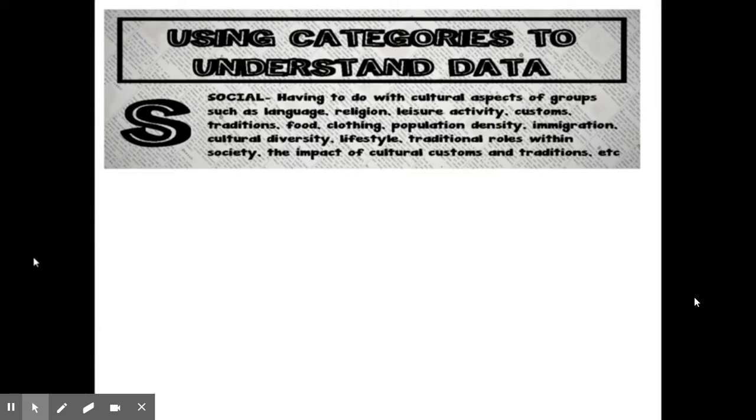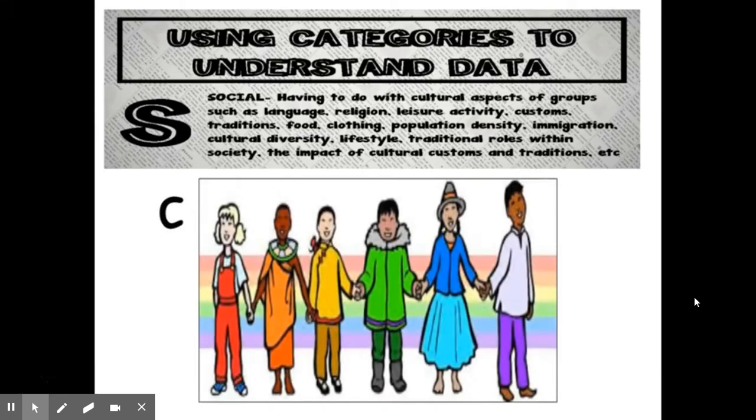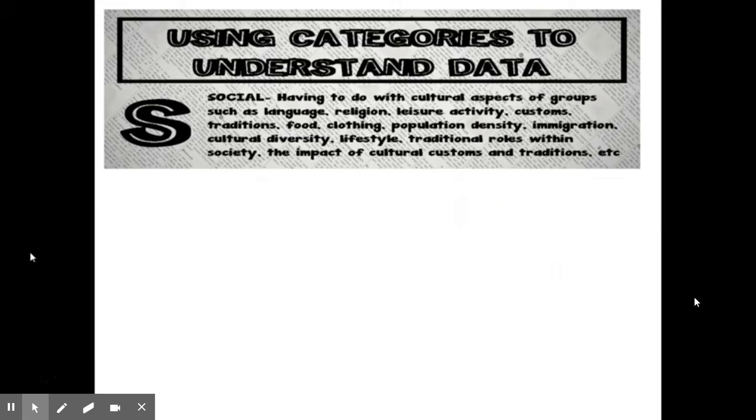Social has to do with cultural aspects of groups such as language, religion, leisure activity, customs, traditions, food, clothing, population density, immigration, cultural diversity, lifestyle, traditional roles within society, the impact of cultural customs and traditions, etc. And you guessed it, the picture of multicultural people holding hands in different types of dress to show us social, or cultural, or multiculturalism, is the image for social.